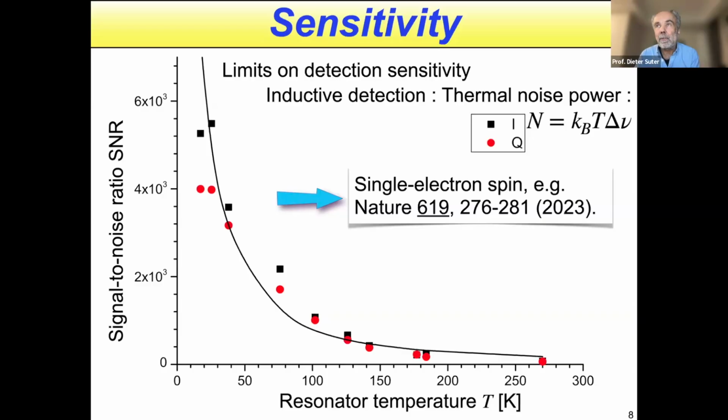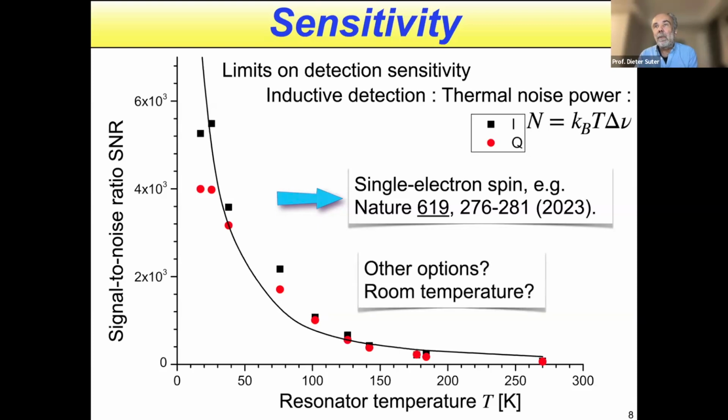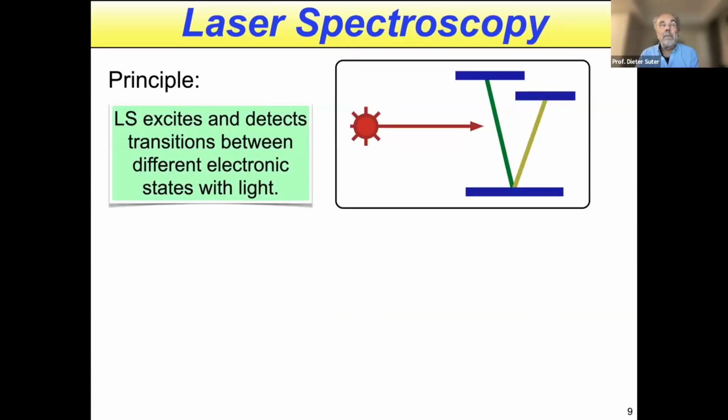This was demonstrated a few years ago by a group from Paris. Now, this requires some very special hardware and is not applicable to general purpose samples. So we would like to look at other options, and also at techniques which are still applicable at room temperature, not just at millikelvin temperature. And this is where we come now to the optics part. So the reference that I would like to look at here is laser spectroscopy.